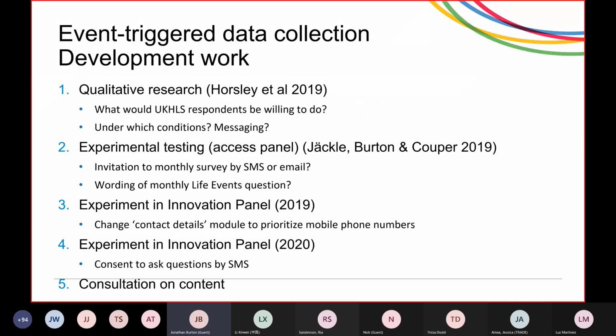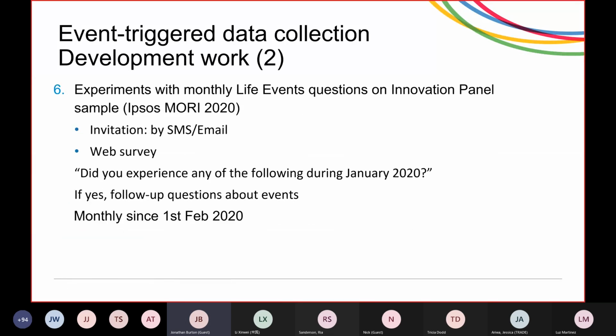So during 2018 and 19, we were doing quite a lot of development work on this. We commissioned some qualitative research about what Understanding Society respondents would be willing to do, and under what conditions they would be willing to do it. We did some testing on an access panel, experimenting with different ways of inviting people and wording the questions. Some experiments are ongoing in the innovation panel. We also had a consultation on the content.